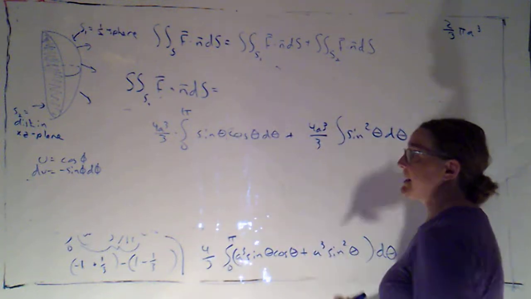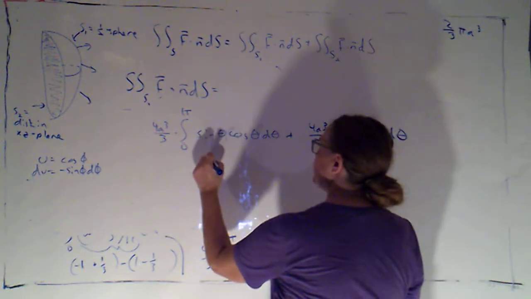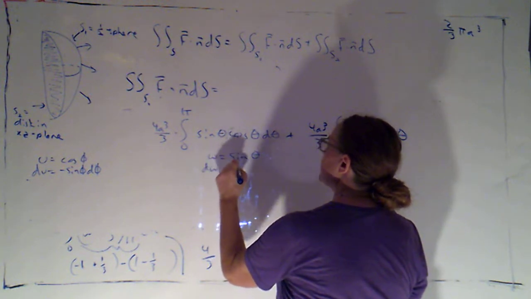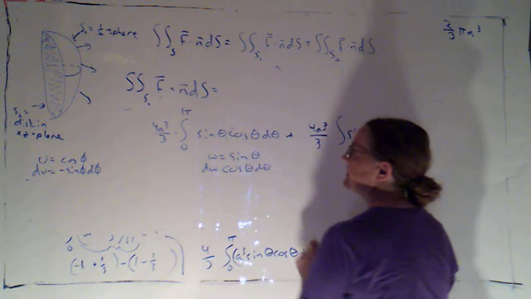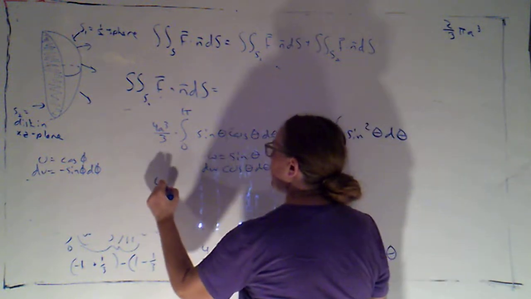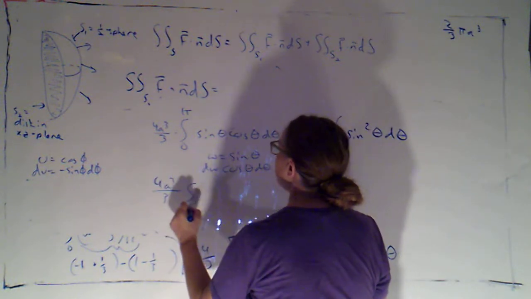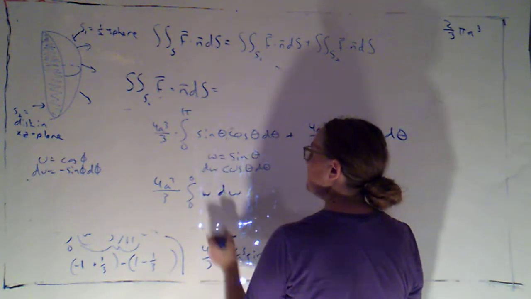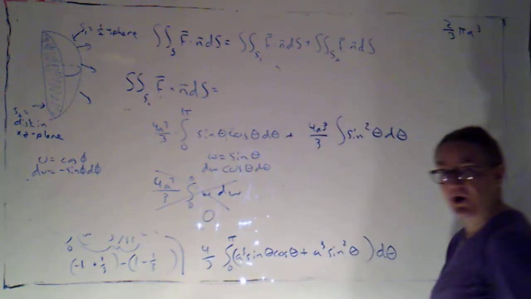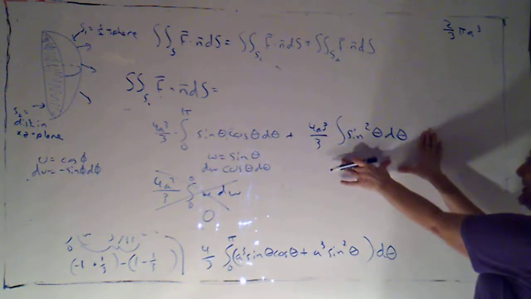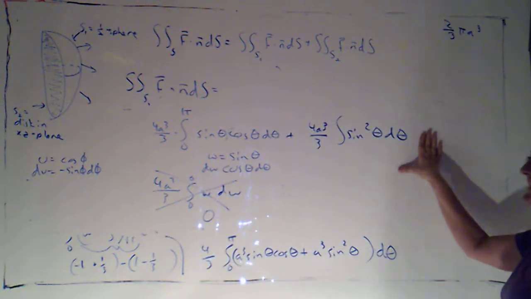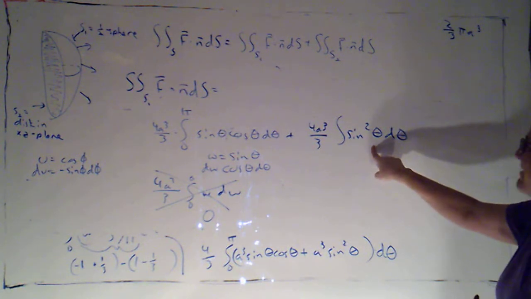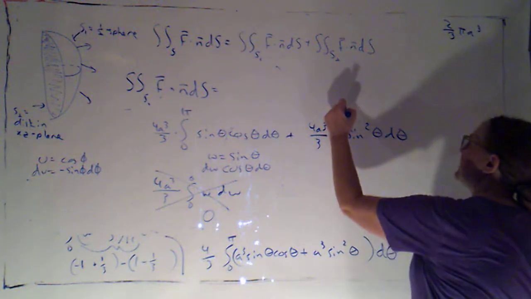I'm liking this because I'm going to do my same w substitution. If I let w equal sine theta, dw is cosine of theta d theta, but then this becomes 4a cubed over 3 integral from 0 to 0 of w dw, and that's just 0. So the only thing that's going to contribute something other than 0 is this piece right here. I want to remember, whoops, this is still from 0 to pi too, isn't it?